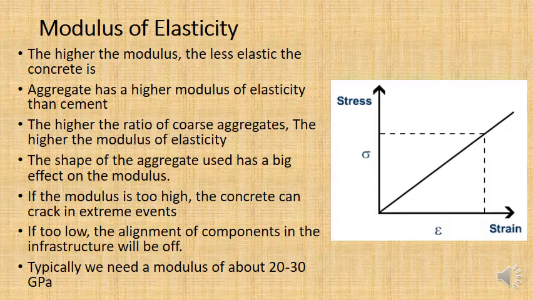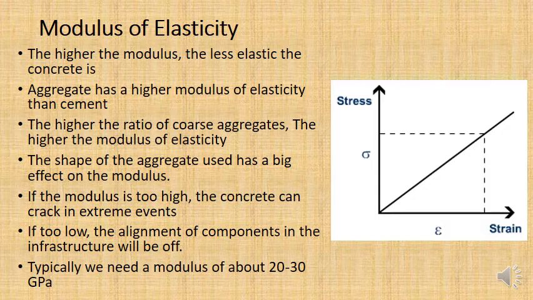Now, if the modulus is too low, that means the building is going to be too flexible. Components of the infrastructure will not align. There will be sagging of beams and other things. Remember, we're trying to design civil engineering infrastructure. And in civil engineering, we're trying to design things that don't move, or at least they shouldn't move.